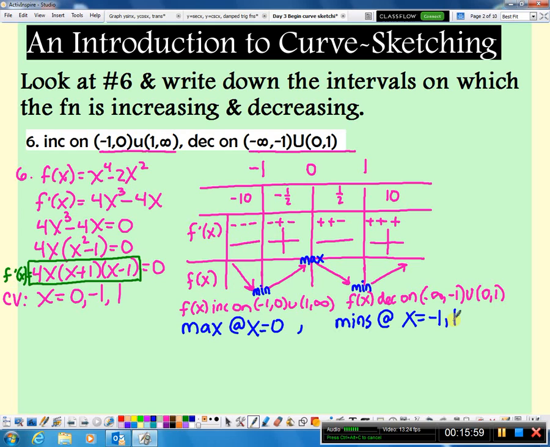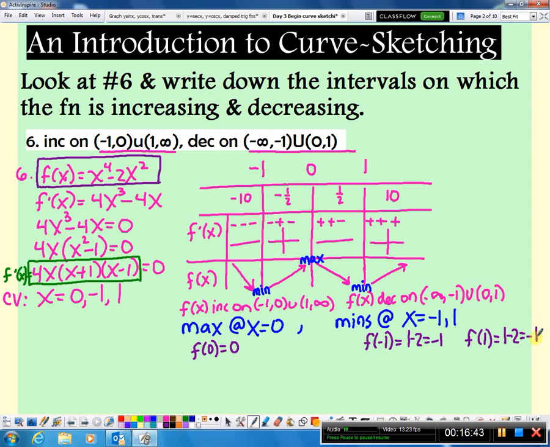If I actually asked you to name the points that are the maxes and mins, then we've got to plug in. So remember, when you plug in, you plug into the original f of x. It's the original f of x that spits out y values. So if I right quick said, okay, wait a minute, let me do some scratch work. F of 0 is going to be 0 minus 0. F of -1 is going to be -1 to the 4th, -1 squared is still 1, minus 2, so that's going to be -1. F of +1 is going to be 1 to the 4th minus 2, so that's also -1.